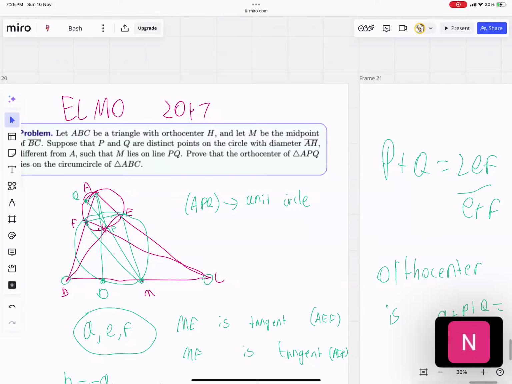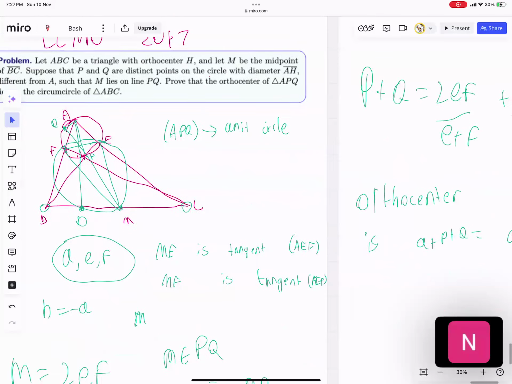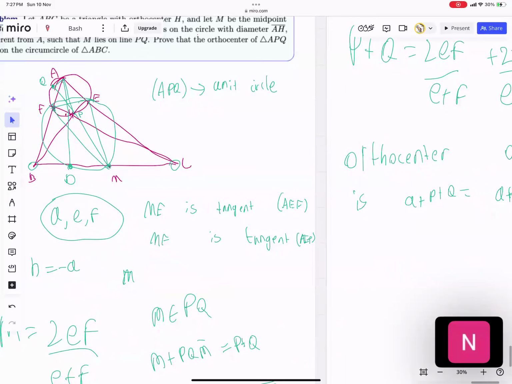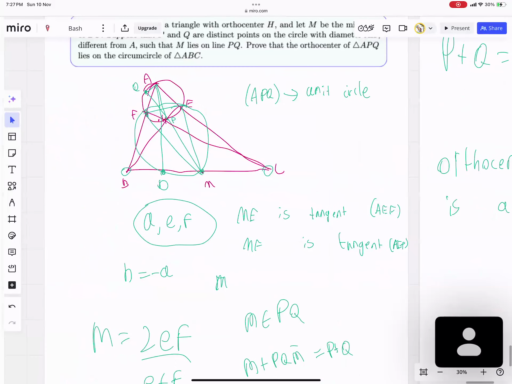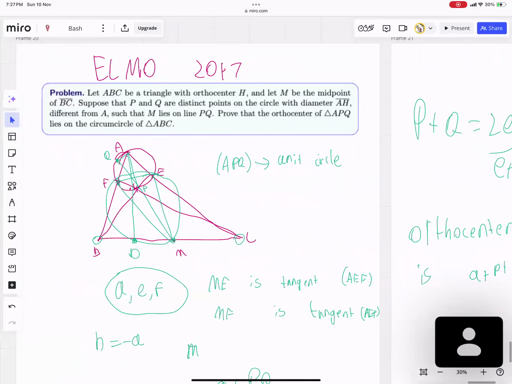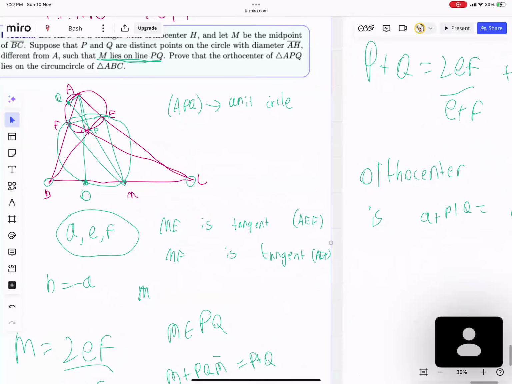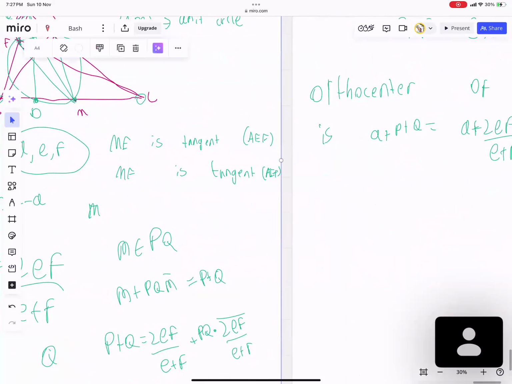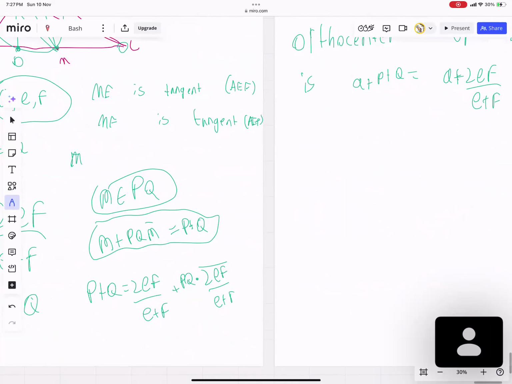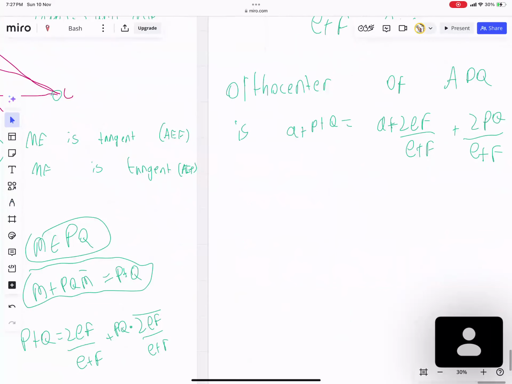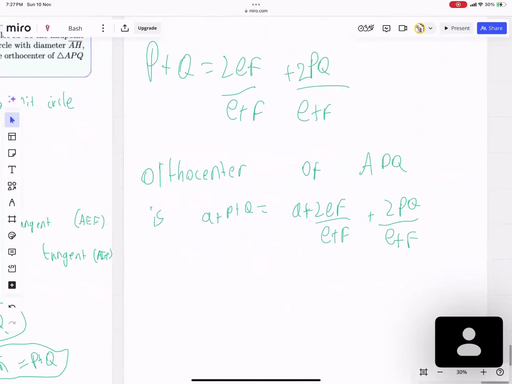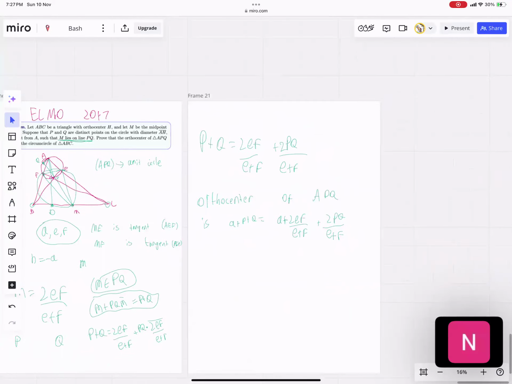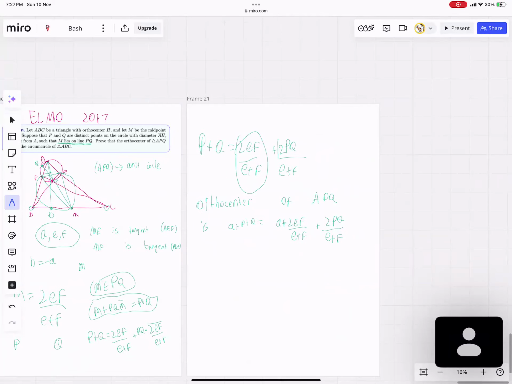One second. How do you get P plus Q is equal to 2EF plus whatever? Okay, it's over here. We know that M lies on PQ. So M lies on PQ means that M plus PQ times M conjugate is P plus Q. Right? Yes. And by collinearity, PQ times M conjugate turns out to be this. Okay, got it.